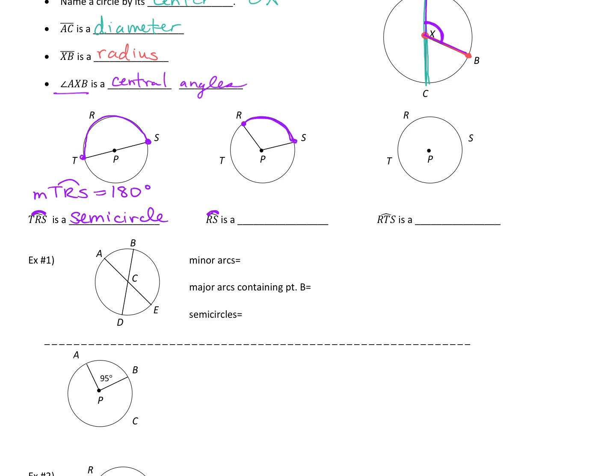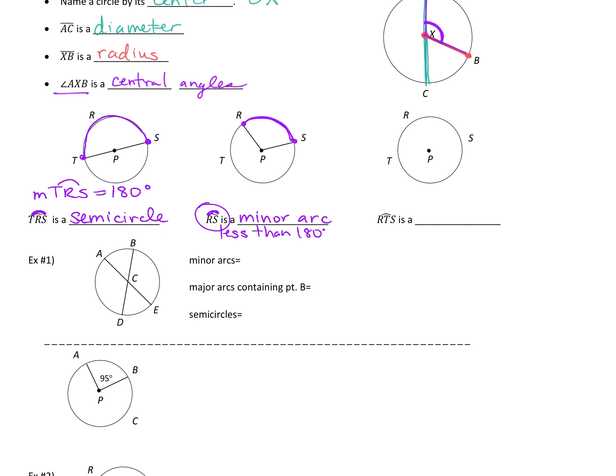Okay, arc RS starts at R and takes the shortest distance to S. So when they name it with 2 letters, always go the shortest distance. Okay, arc RS is called a minor arc. And a minor arc is always going to be less than 180. Notice they only use 2 letters when they name a minor arc. So just keep that in mind. When you see 2 letters, go the shortest distance between those 2 letters. That's your minor arc.